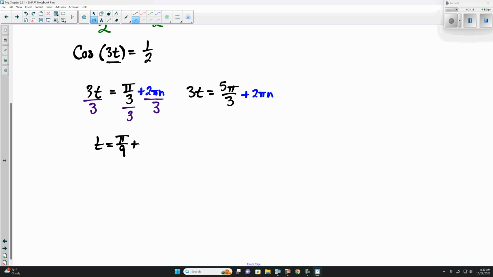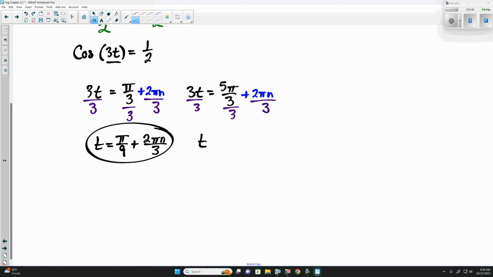Does 2 divide by 3 for 2 pi n? No. So it's plus 2 pi n over 3. That's one of our answers. Well, we can do the same thing to the other side.